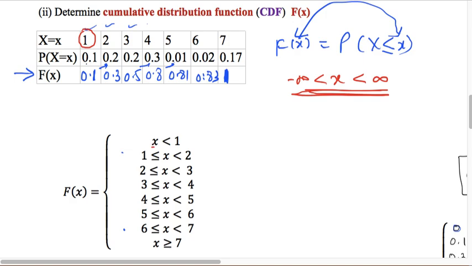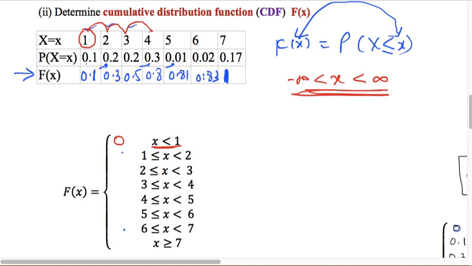and find out what is happening before 1, strictly less than 1. There is no data, so no probability, so the answer is 0. Next, from 1 to 2, and then 2 to 3, 3 to 4. So what is the process of writing?